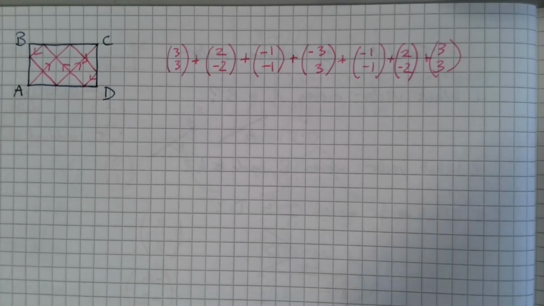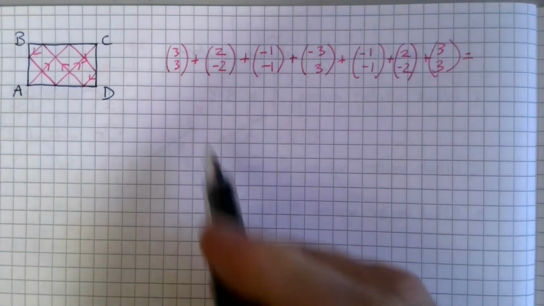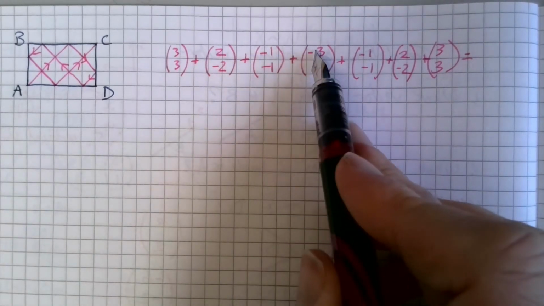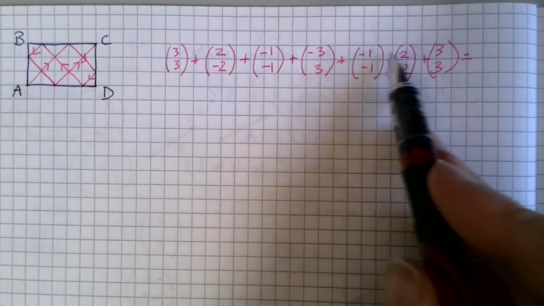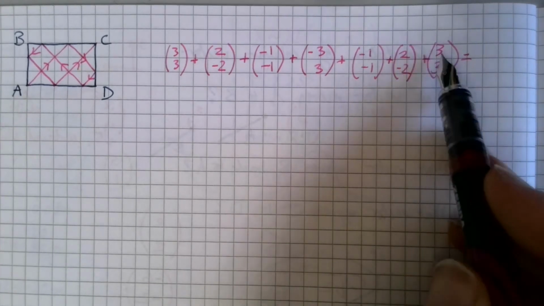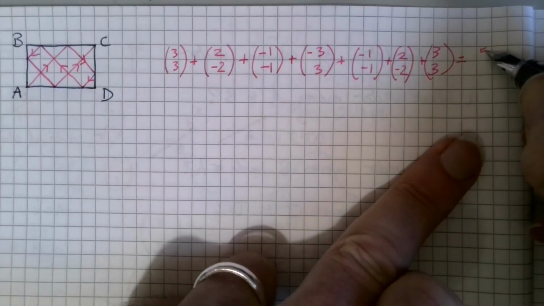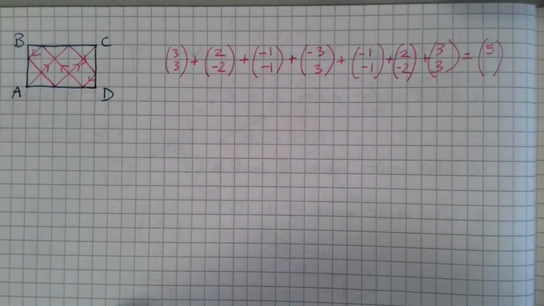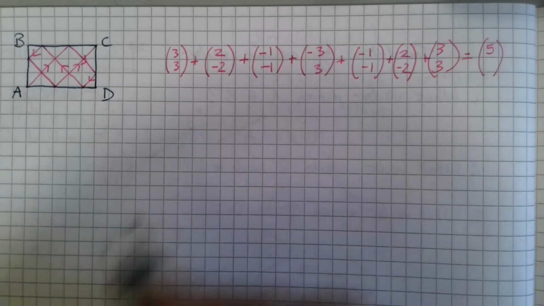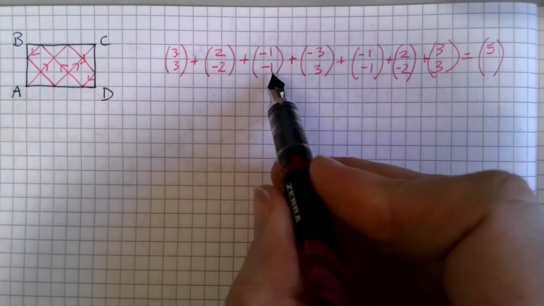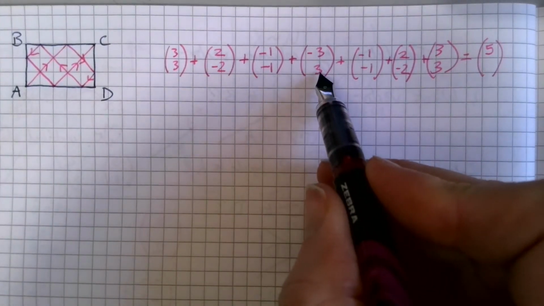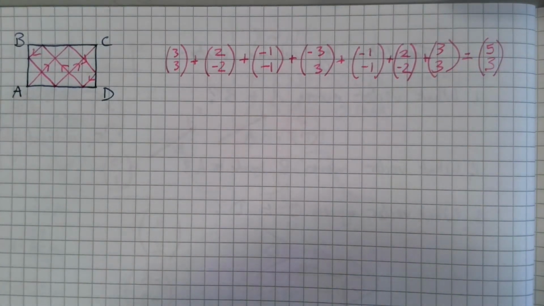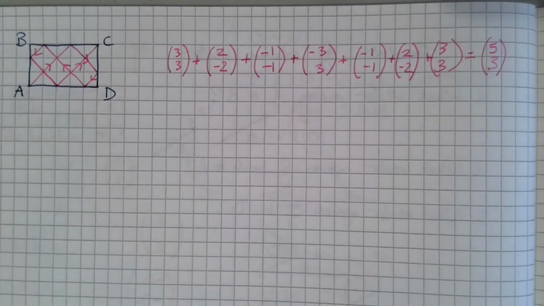If I were to add all of these up, I'm going to get 3 plus 2 is 5, take 1 is 4, take 3 is 1, take 1 is 0, add 2 is 2, add 3 is 5 for my x shift. And then my y shift, I'm going to have 3, take those, gets me back to 0, then up to 3, then down to 0, then back up to 3. So altogether my vector is 5, 3.